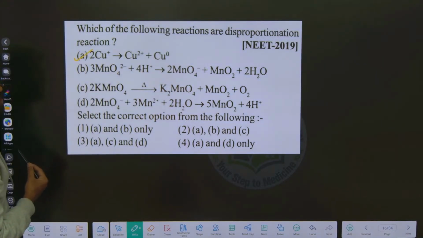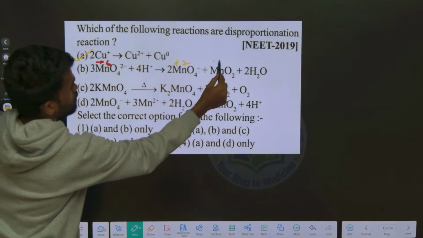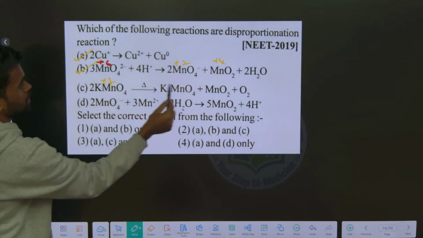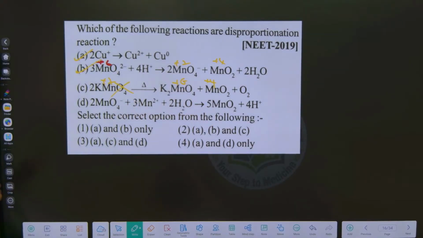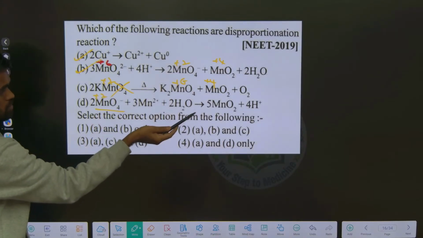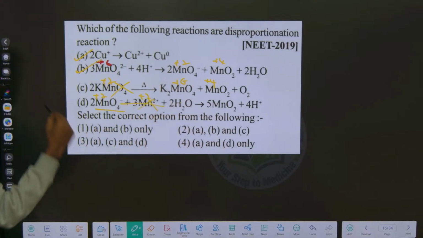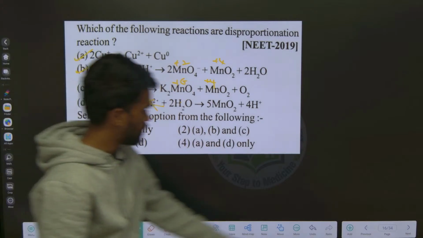Which of the following reactions are disproportionation? Here plus 6 is converting into plus 7 and plus 4. This is also disproportionation. Next, plus 7 converting into plus 6 and plus 4. This is not a disproportionation. Next, plus 7 converting into some other species, this is not a disproportionation. So A and B. Where do we have A and B? Option one. That's it. Next.